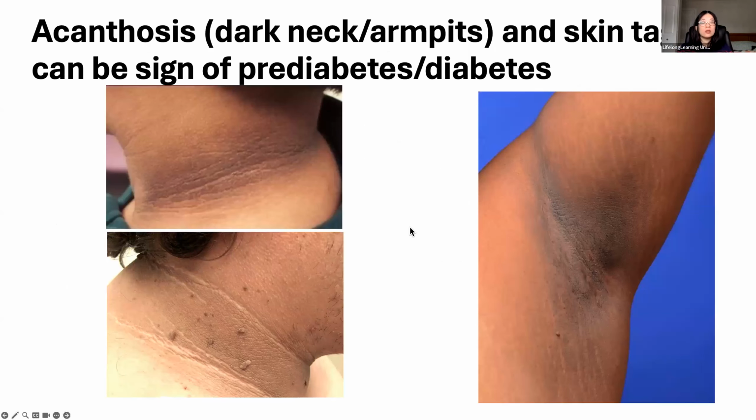A physical finding that some people may have is something called acanthosis. And this is darkening of the neck or the armpits. And sometimes it's also associated with some skin tags. If you see this on yourself or a family member, this could be a sign of prediabetes or diabetes. So if you see this in your family or in yourself, you must get your blood sugars checked.